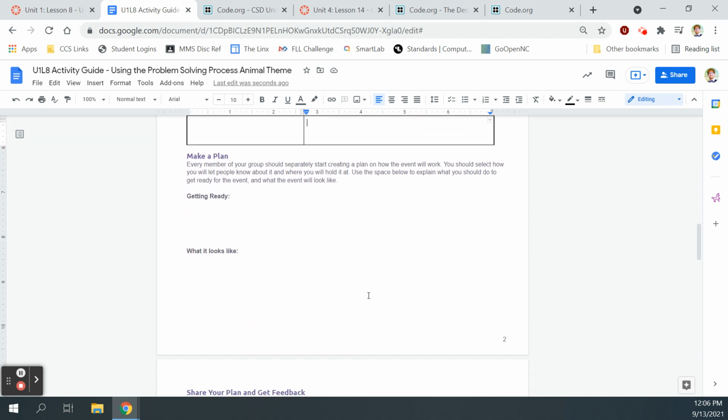After you've completed that part, every member of your group should separately start creating a plan on how the event's going to work. You should select how you will let people know about it and where you will hold it. Use the space below to explain what you should do to get ready for the event and what the event's going to look like. So getting ready, right? All those preparation steps, right?